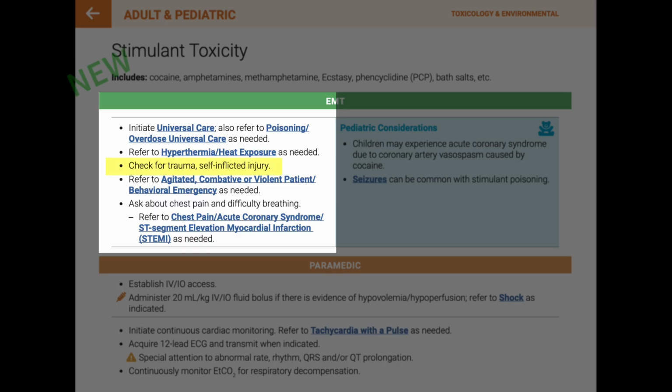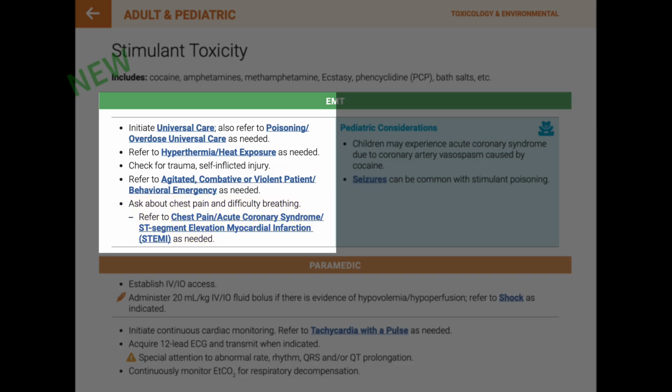Don't forget to check for signs of trauma, including self-inflicted injuries. Ask specifically about chest pain or shortness of breath, as these are common complaints in patients using cocaine or methamphetamine, and they may indicate serious cardiac complications.